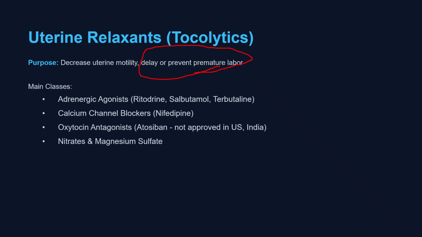Another indication is dysmenorrhea, which is painful periods during the menstrual cycle; the drug can also be given for that. The main thing about relaxants is that they decrease uterine motility, delay and prevent premature labor. The main classes are adrenergic agonists, calcium channel blockers, oxytocin antagonists, nitrates and magnesium sulfate.